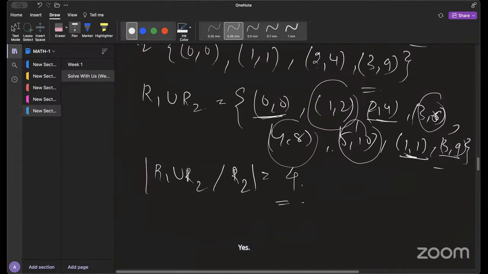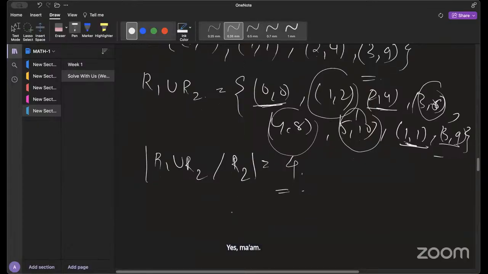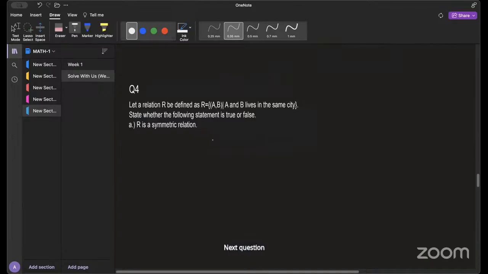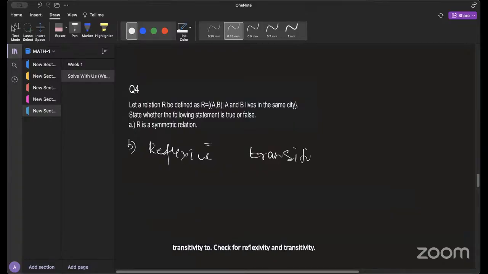Yes, ma'am. Okay, so we'll move on to the next question. This is the next question. I'm writing the other things to check for the reflexiveness and transitivity too. Check for reflexivity and transitivity.